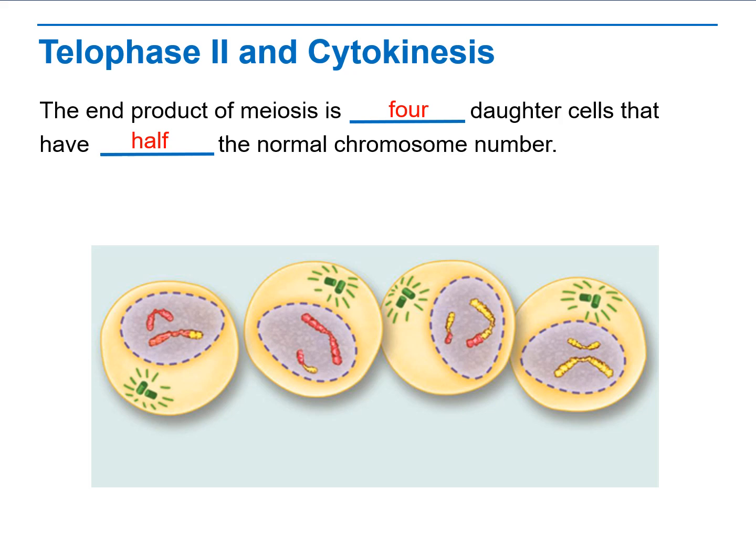Some differences between meiosis 1 and meiosis 2 are that homologous chromosomes separate during meiosis 1, but not during meiosis 2. The centromeres and sister chromatids separate during meiosis 2.